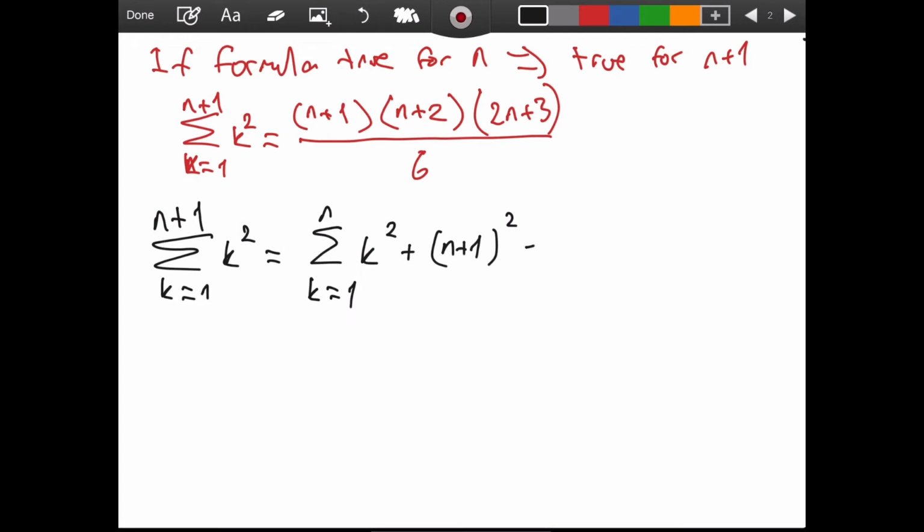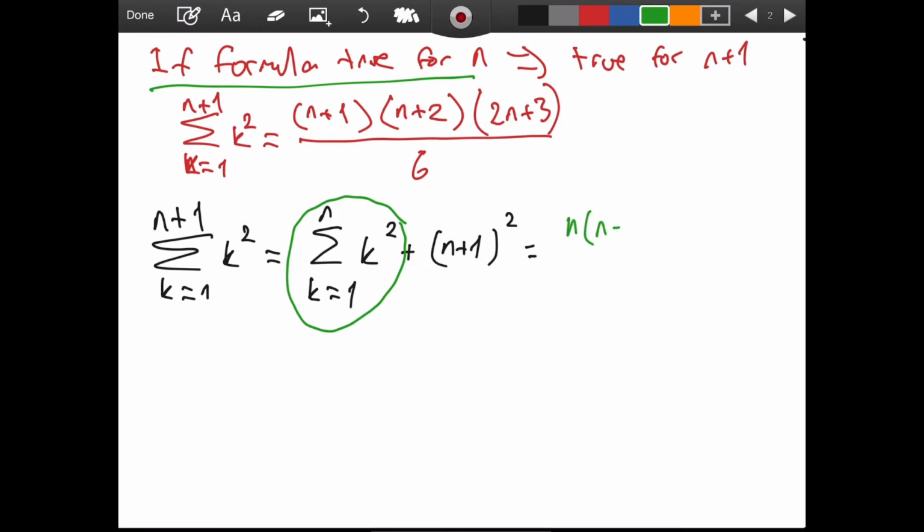And this is where, if the formula is true for n, this part comes into play. If it is true for n, instead of this thing right here, we can write n times n plus 1 times 2n plus 1 all divided by 6. So we got that out of the way, and for this one we will just write it.